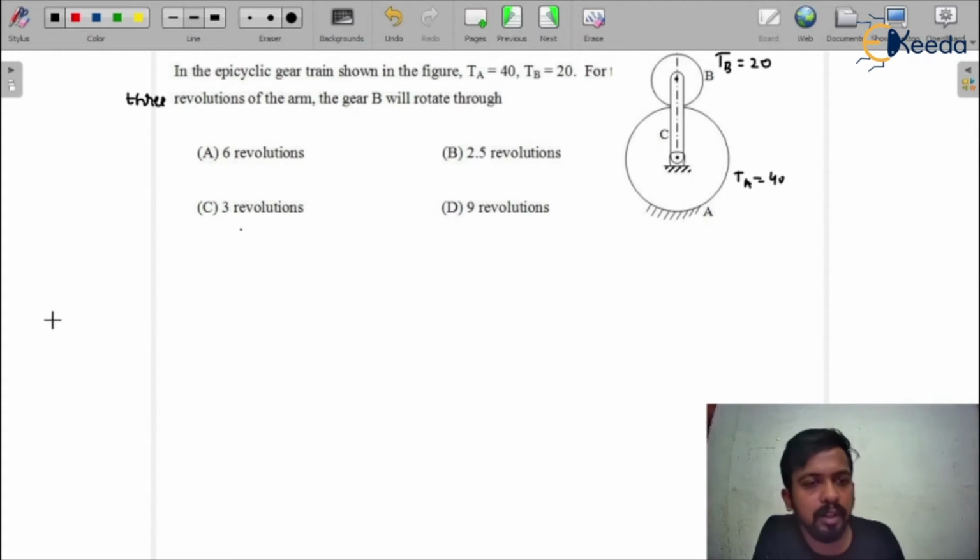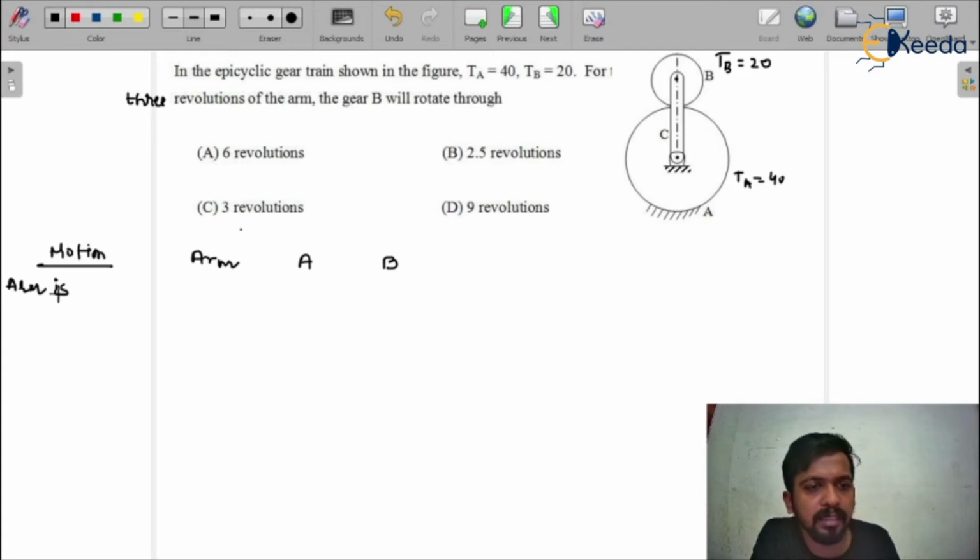So you just need to draw the table. As you practice the epicyclic gear train, the table will be completed in 1 minute or less than 1 minute. So don't think that you will take a lot of time. It just depends on your practice. So I'm drawing the table: motion, arm, A and B.